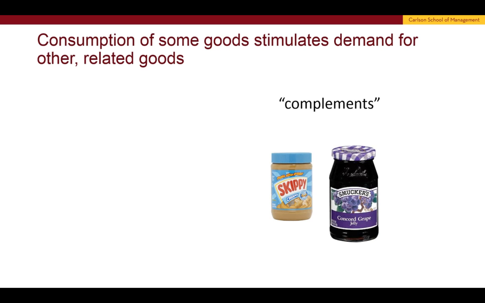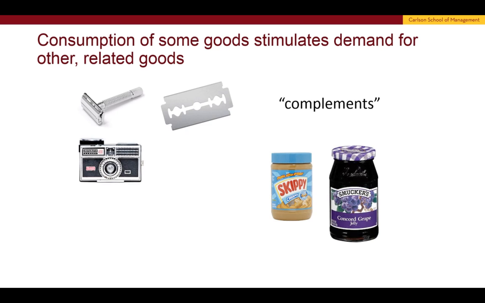Another intuitive way to think about it, though, is just that these are useful to consume together. What are some other examples? Well, razors and razor blades provide an important example of complementary goods. They're not very useful except together. That is, they're not very useful alone, but they're very useful together.